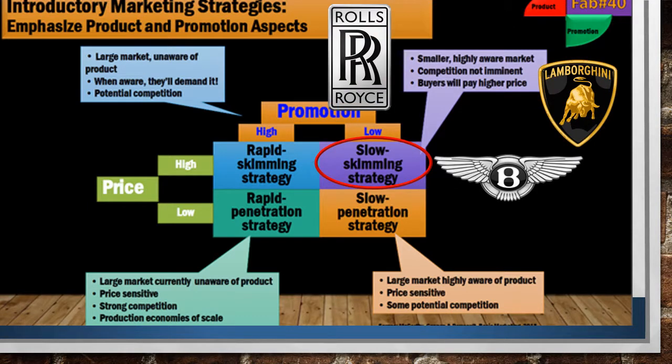Think about it. When's the last time you saw a Rolls-Royce, Bentley, or Lamborghini commercial? That's because these brands employ a slow skimming strategy. They don't need to advertise because their market is much smaller, and their market knows who they are. They're paying money for exclusivity. Extensive marketing would detract from this feeling, making the products feel more common and mundane.